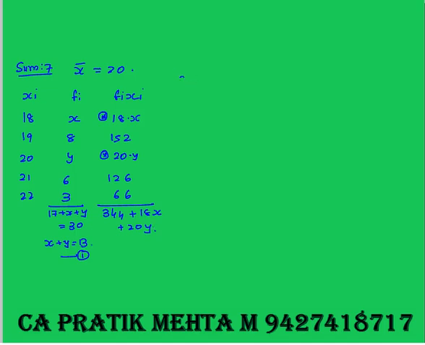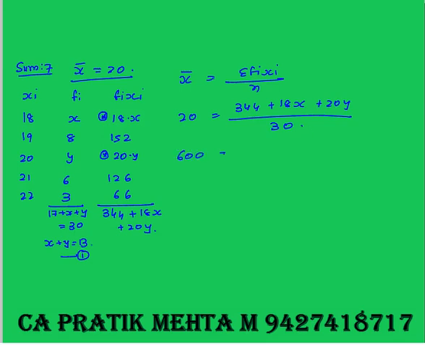Now if I put the formula, x bar is equal to sigma fi xi upon n. They have given us x bar is equal to 20. Let us put it. 20 is equal to 344 plus 18x plus 20y divided by n, which is 30. So can we say 600 is equal to 344 plus 18x plus 20y. So 18x plus 20y must be equal to 256. Now this is equation number 2.